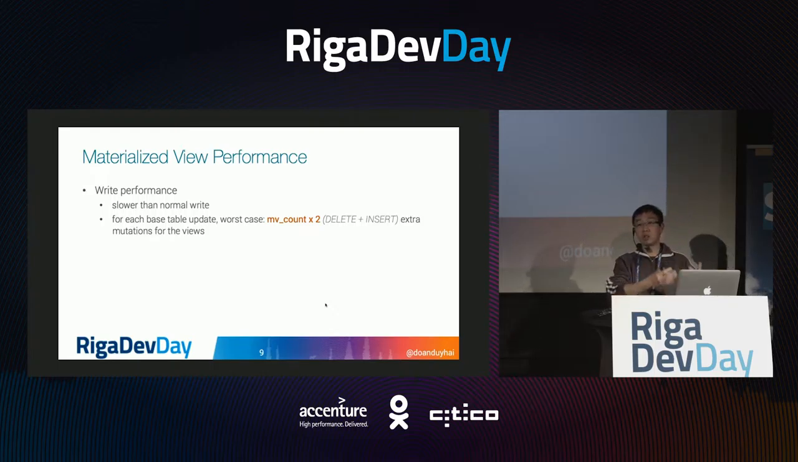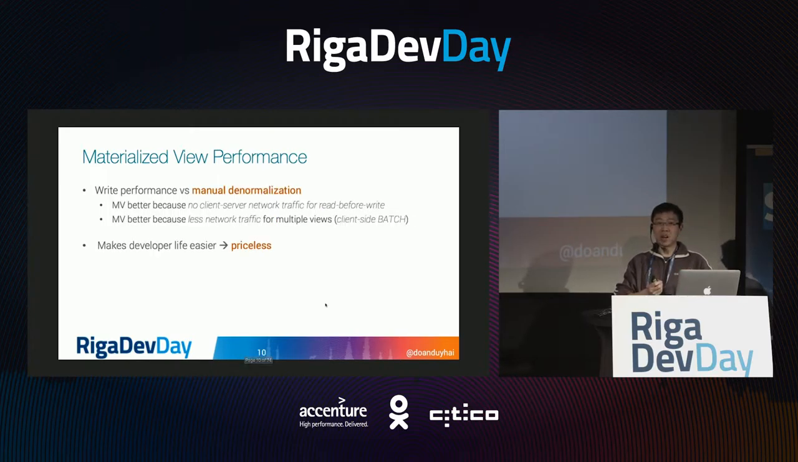Means that writing to a table which has views is slower because Cassandra is doing a lot of write behind. But this comparison to a normal table is not fair, because what we need to compare is materialized view against the use case where you need to do de-normalization by hand yourself, okay?